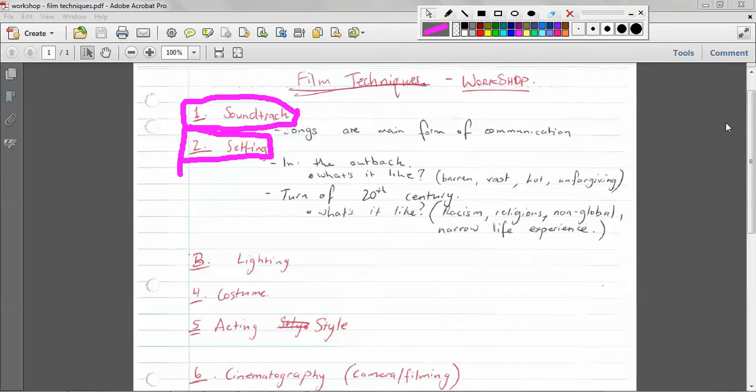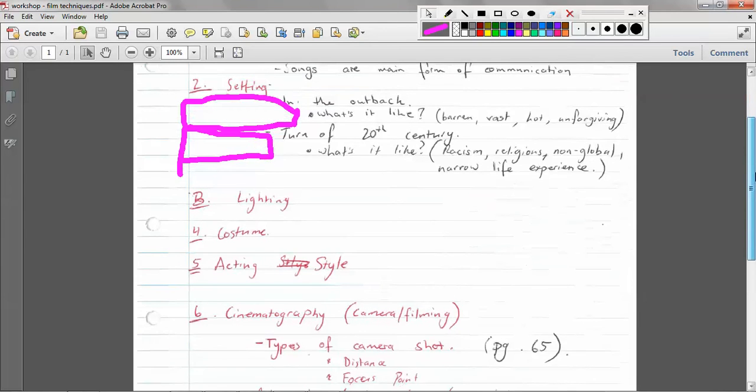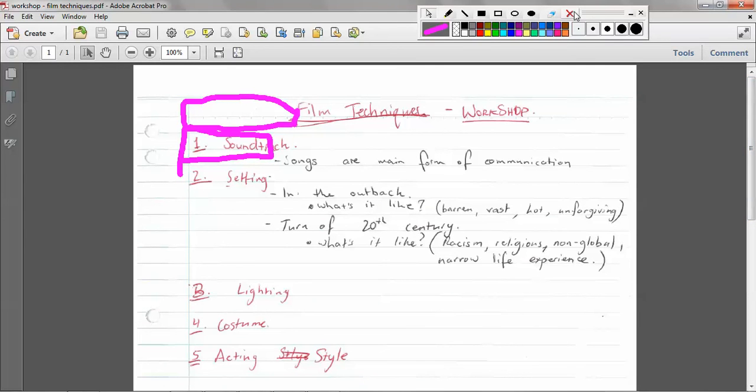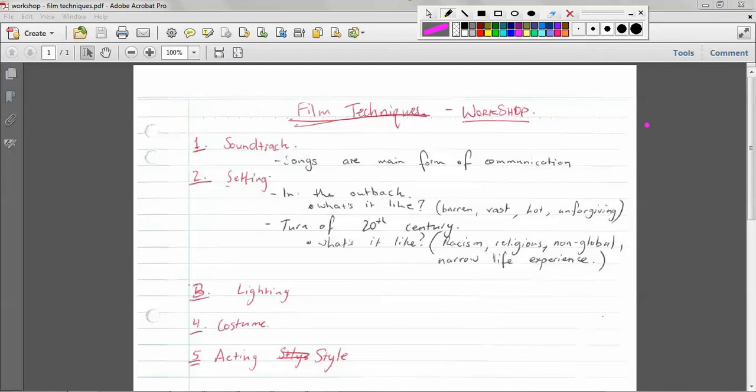Lighting is another thing to consider. As I move my screen marker, that looks a bit funny. Anyway, back on it. Problem solved.